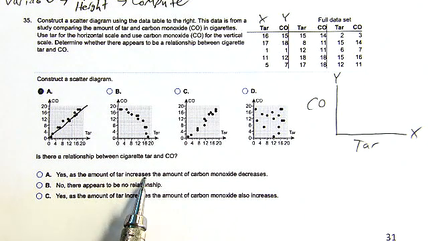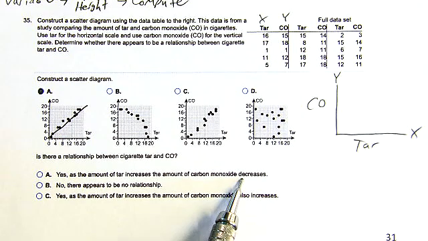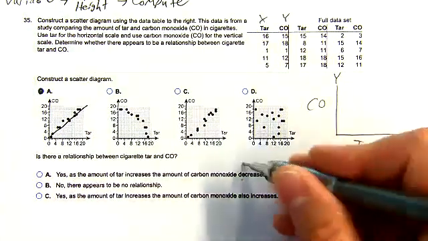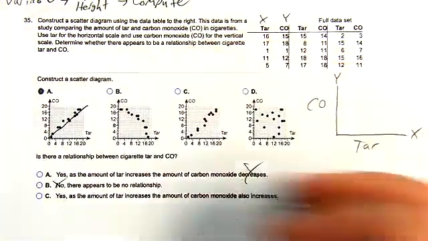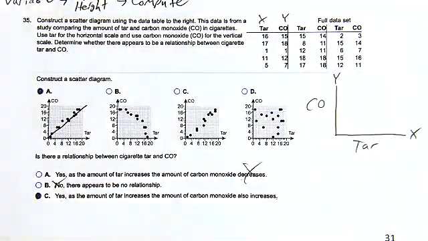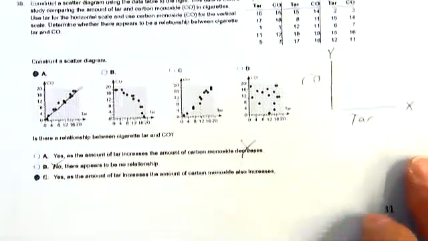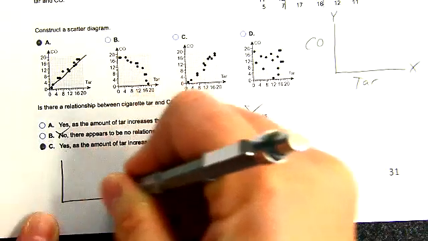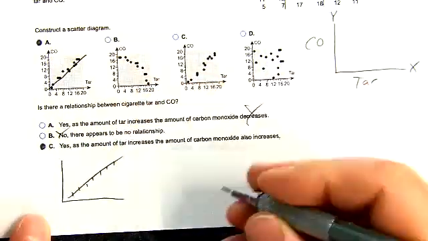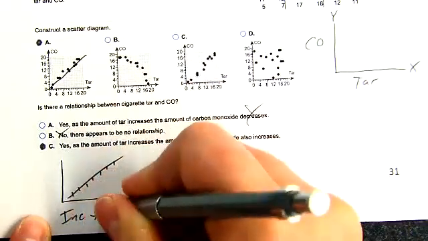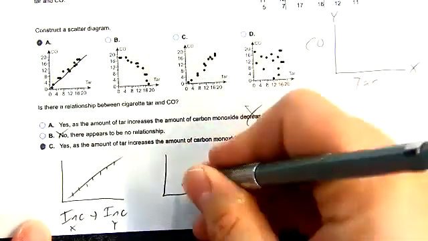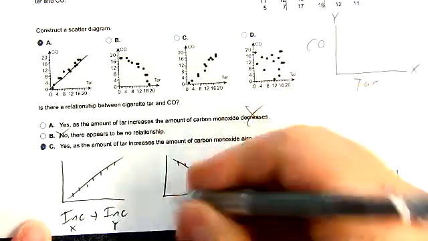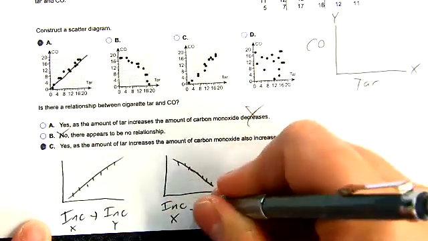Yes, as the amount of tar increases, the amount of carbon monoxide decreases. So be careful. This says the opposite. We already said no isn't right. Yes, as the amount of tar increases, so from left to right, carbon monoxide also increases. So it gets higher. I should probably have stated that when I first showed you this. If your pattern is like this, this is increases, increases. So as X increases, Y increases. This one's the opposite. If you have this pattern, it's still increasing X, but it leads to decreasing Y.